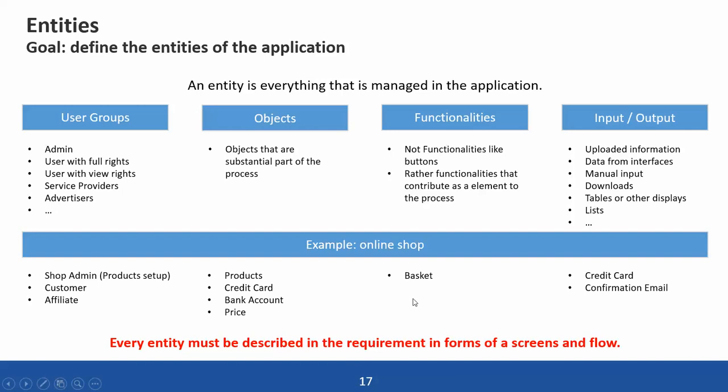Think of every entity you need, because if you've done so, you can describe and check whether every process and every feature is really covering all the entities. Do I have my credit card screens? Do I have my credit card workflow? Do I have my basket? And so on and so on.